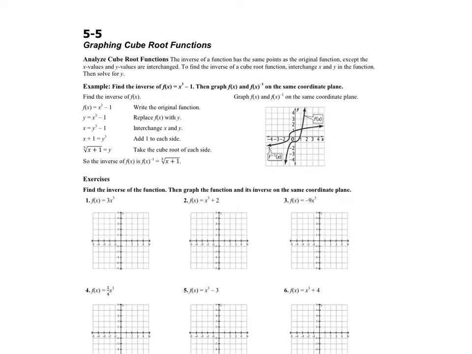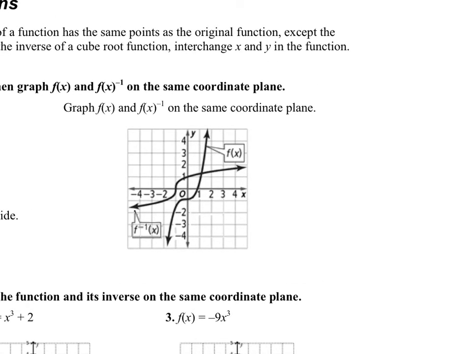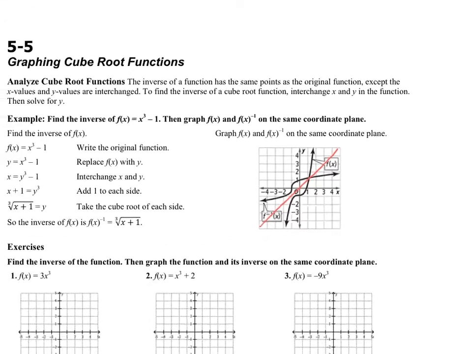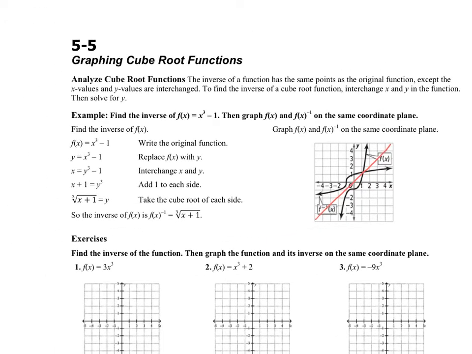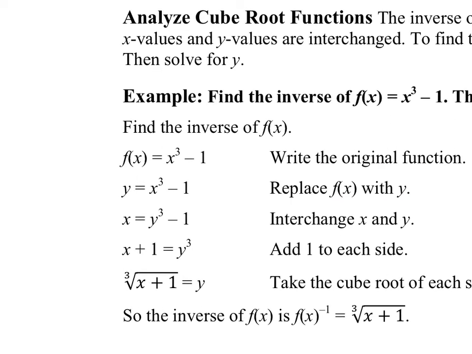So working with these, it's the exact same way as square roots or any other types of inverses. Whenever we graph the inverses, you'll see that we get the reflection line of y is equal to x. We can see that line happening right there. And we find the inverses just the same as always.